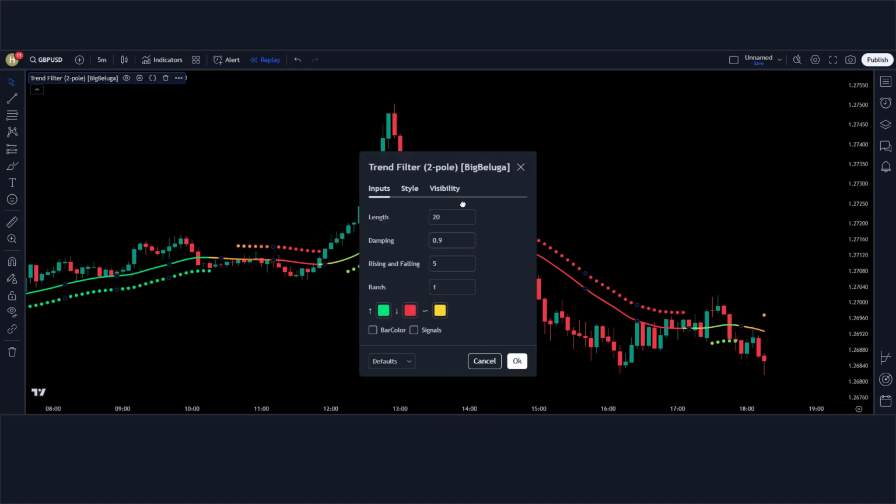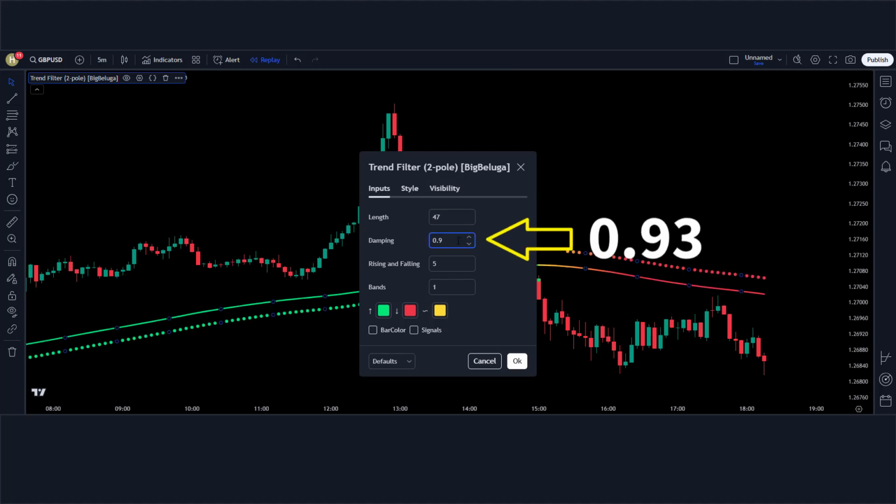Let's change the settings of the indicator. Length 47. Damping 0.93. Rising and falling 1.